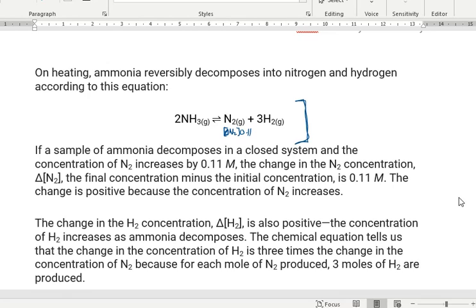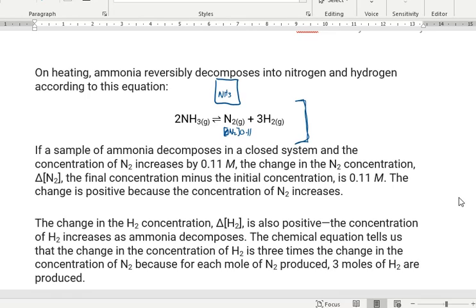The change in concentration of N2 is 0.11 molar. The final concentration minus the initial concentration, the change is positive because the concentration of N2 increases. Okay? So, let's picture out the problem. Initially, you only have ammonia in your flask. So ammonia is here.